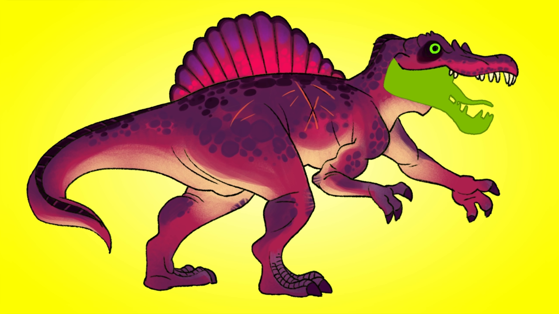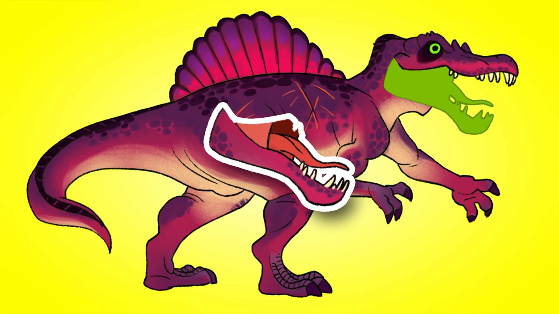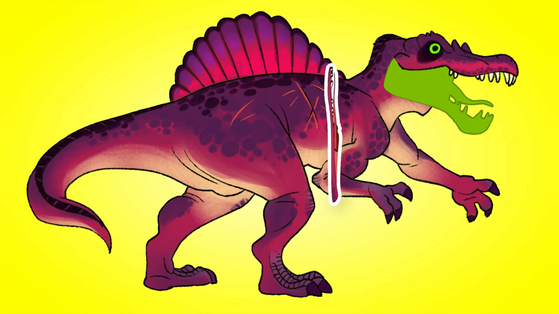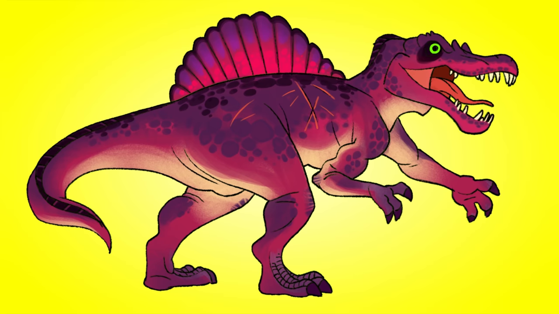Okay, so we're looking for a strong dinosaur with a sail on its back and long, strong arms, sharp teeth, and a mean-looking face, kind of like a crocodile. Do you know what it is? I think I know. That's right. It's a Spinosaurus.